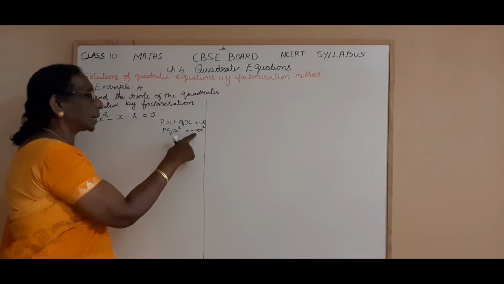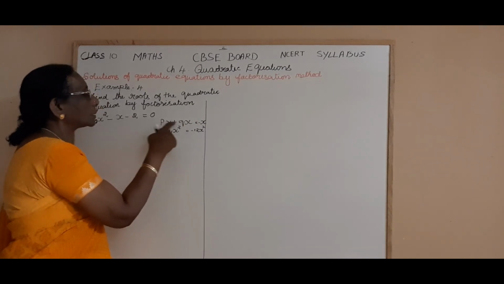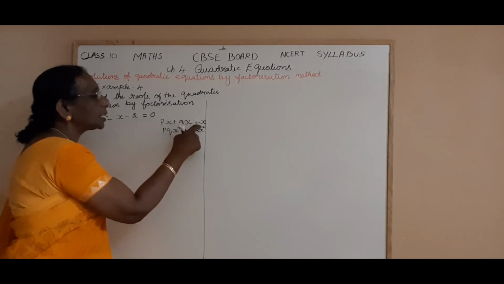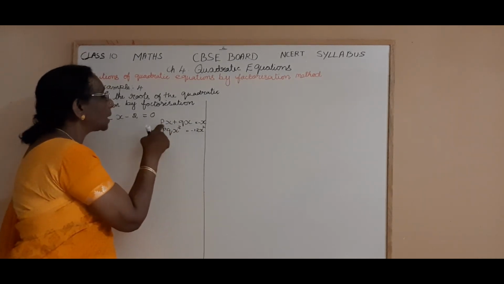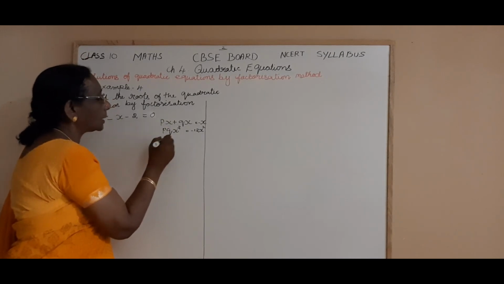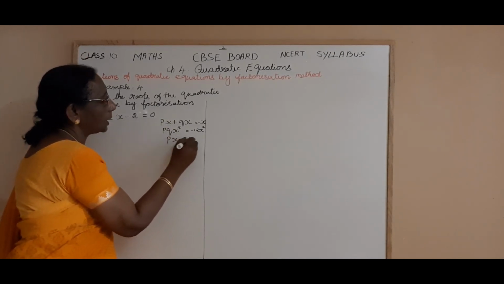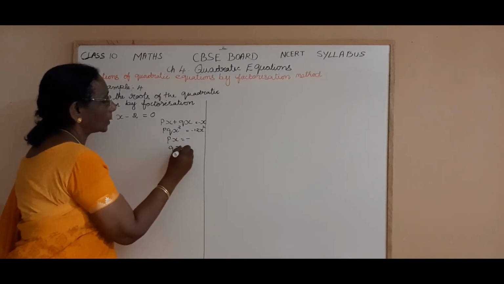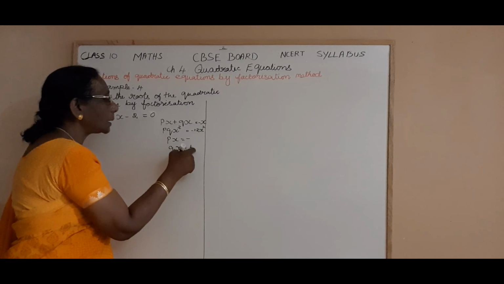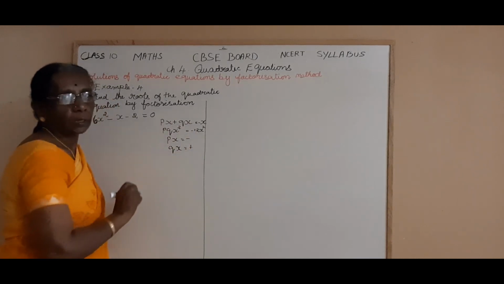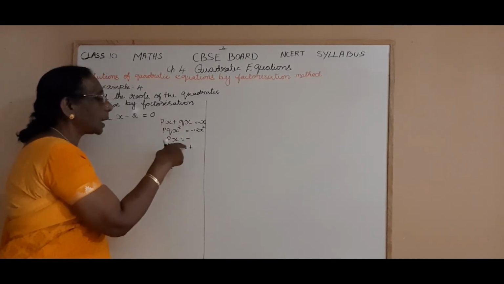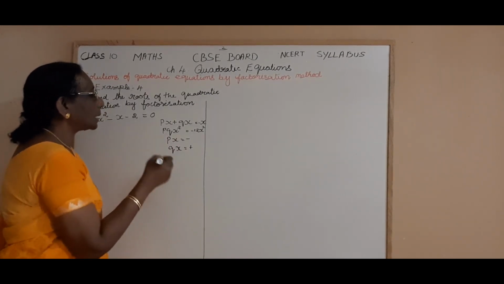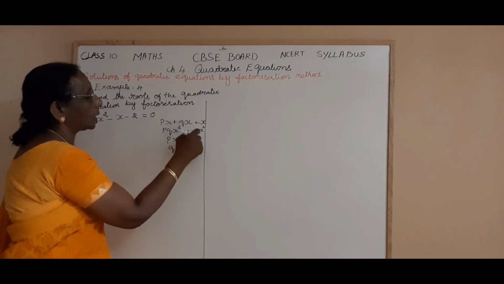Whenever the product is negative, this px and qx will have different signs, and the sum is also negative, so the big number will be negative and the small number will be positive. So that when you add, you will get a negative number, and when you multiply, you will be getting a negative product. Okay, so for that, you have to factorize the coefficient of x square.